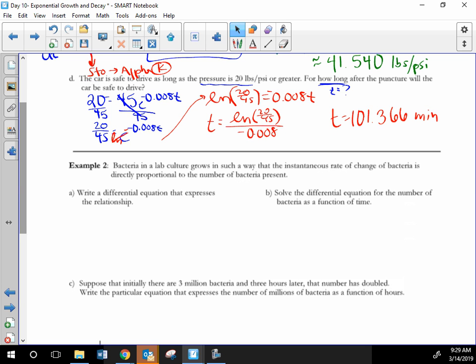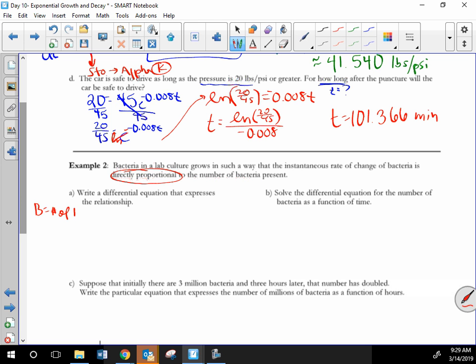Bacteria in a lab culture grows in such a way that the instantaneous rate of change of bacteria is directly proportional, shortcut, to the number of bacteria present. Okay, I'm going to say let B be the number of bacteria. And they don't specify time, do they? T is time. Looking ahead, I see that E asks for in hours. So I'm going to say in hours.